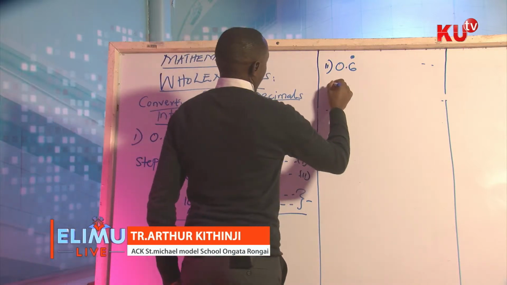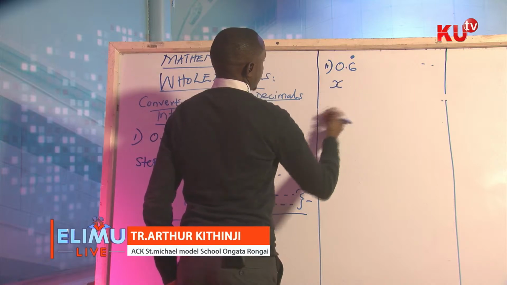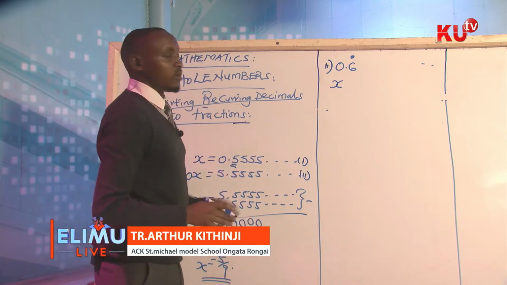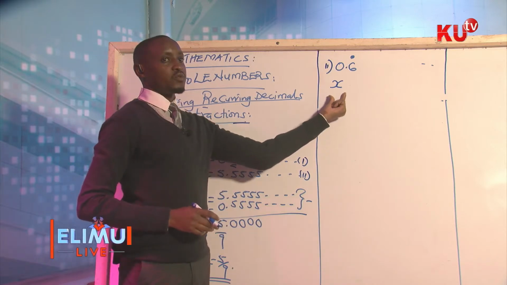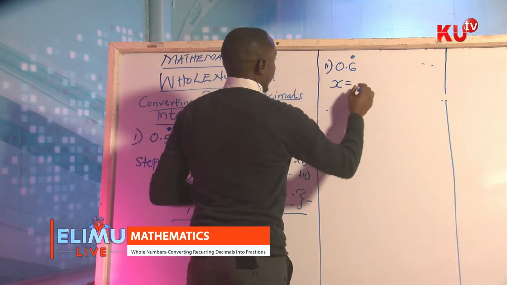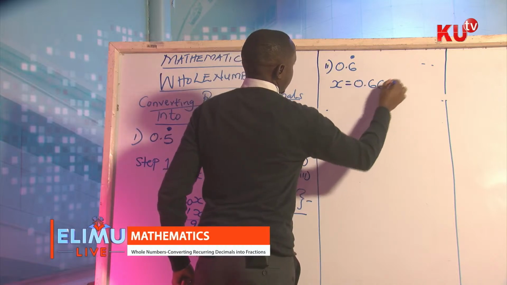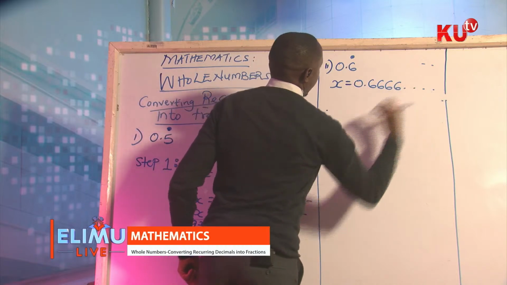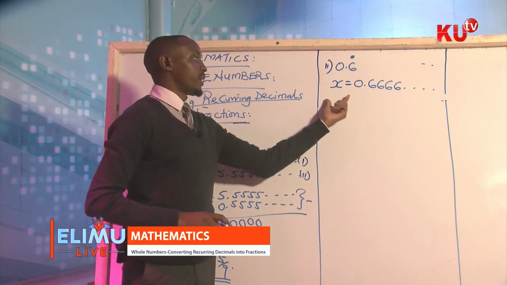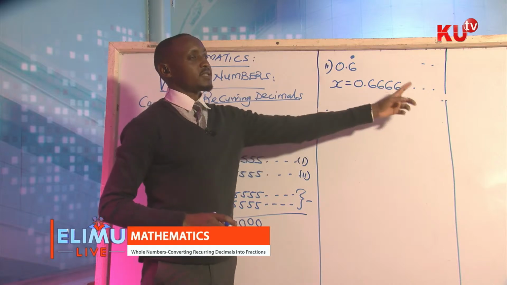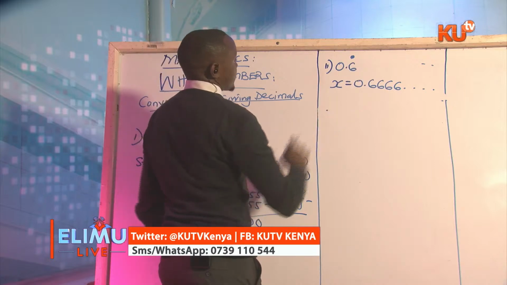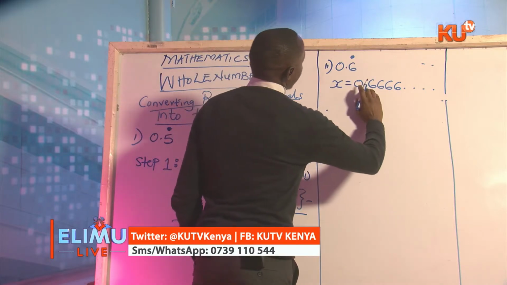So this means our value of x, you can call it x, you can call it y, you can call it a, you can call it z. We assume this is the fraction that we want to get. We want to get x. So the original decimal is 0.6666 where 6 keeps recurring. So you're going to look for a multiple of 10 that we shall multiply by x to move this decimal towards the right, and still, when we subtract, we eliminate the decimal.